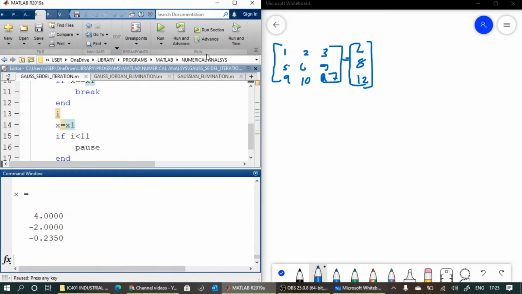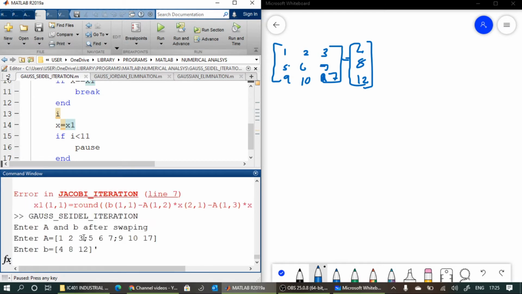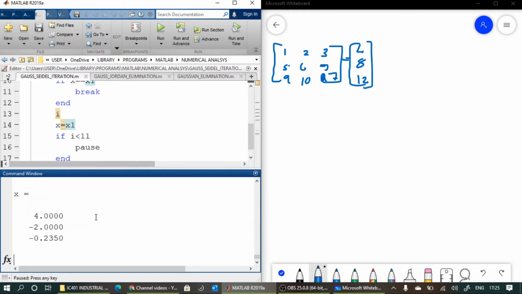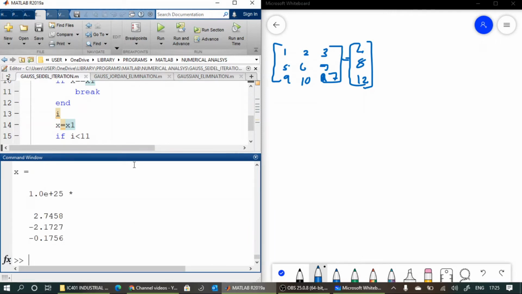And you have a solution. No, not a solution. This is the first iteration. I'm very sorry, this is after the first iteration. It's diverging, right? Diverging. So first do swapping as per our class.